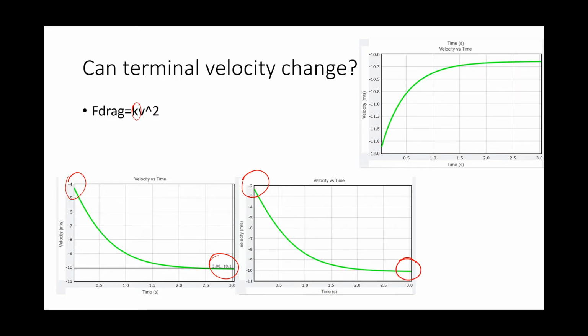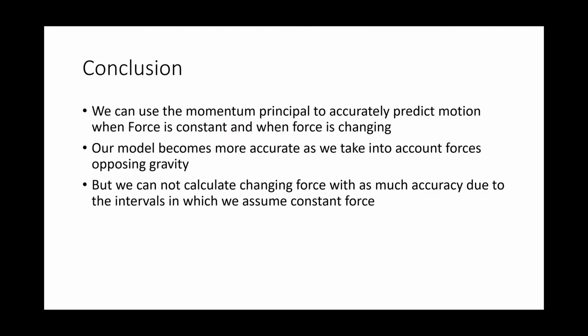The initial velocity was greater than the terminal velocity. The force of drag slowed the object so that it leveled off around 10.1 meters per second. Unless this k constant changes, the terminal velocity will not change because mg is always constant. We can use the momentum principle to accurately predict motion when force is constant and when force is changing. Our model becomes more accurate as we take into account forces opposing gravity, such as drag, but we can't calculate changing force with as much accuracy due to the intervals in which we assume there is a constant force.